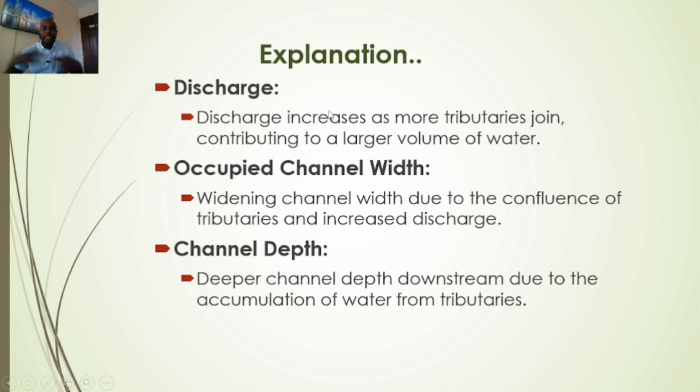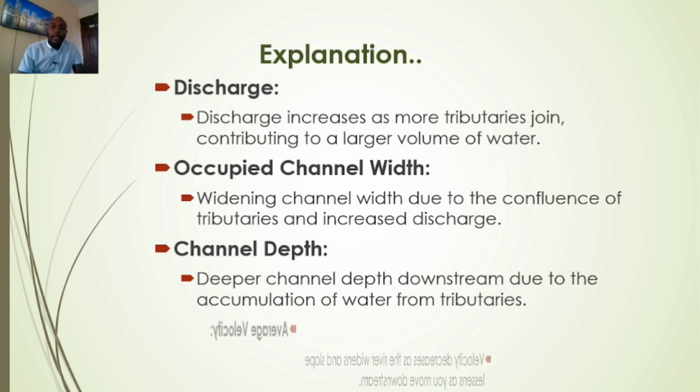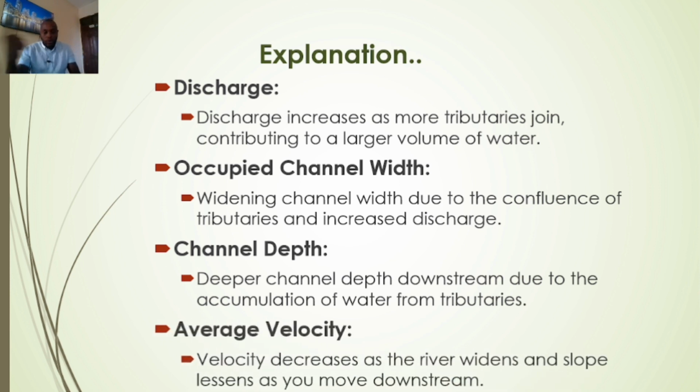Remember, discharge increases. Due to this increased discharge, the width also will increase, and also the depth of that river is going to increase. It's easy, guys, not that hard. Discharge is going to cause all these because of the increase in tributaries. So the depth is also going to increase due to the increased amount of water coming from the tributaries. Then we talk about the average velocity. I told you in the previous diagram that it is the inverse. So velocity decreases. The average velocity will decrease as the river widens and the slope lessens as you move downstream. So when you go downstream, the velocity of the river will reduce.